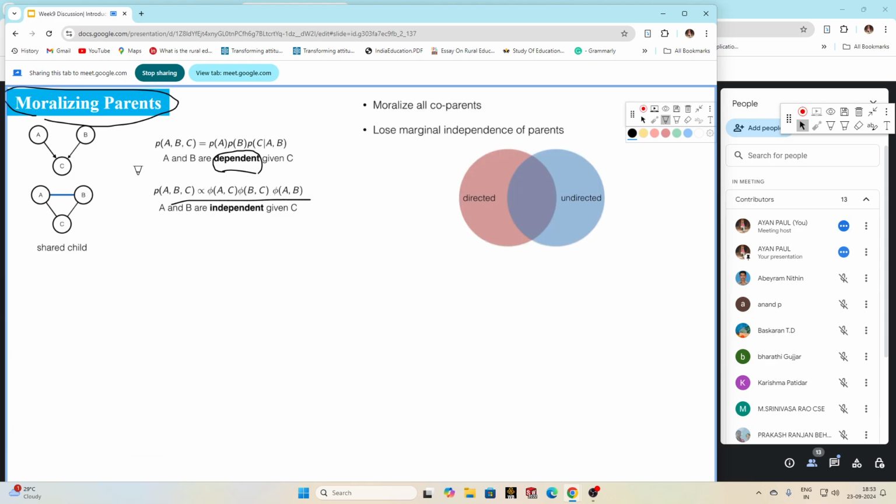Moralizing parents means we will moralize the co-parents, but the problem here is, if we moralize the parents, we will lose the marginal independency of the parents. The parents should be marginally independent, but if we join them, we will lose the marginal independence of the parents.